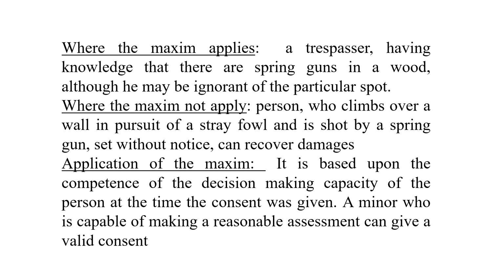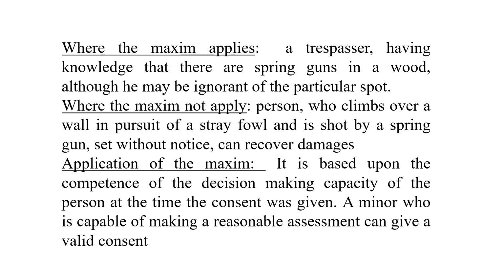It is based upon the competence of decision making capacity of a person. So, what is the objective or the principle behind this maxim? The principle is that it is based upon the competence of the decision making capacity of a person at the time consent was given. So, at the time when the consent is given, whether the person had the competence to make that decision. Obviously a person below 7 years of age usually cannot give consent because of mental disability, or a person who is of unsound mind, their consent is obviously not going to be of any use. So, the maxim applies to a person who has the understanding or the ability to give consent.